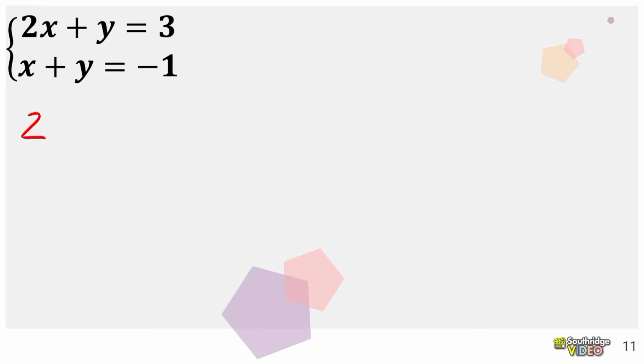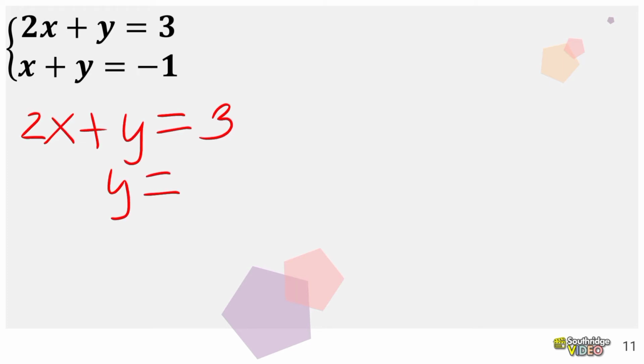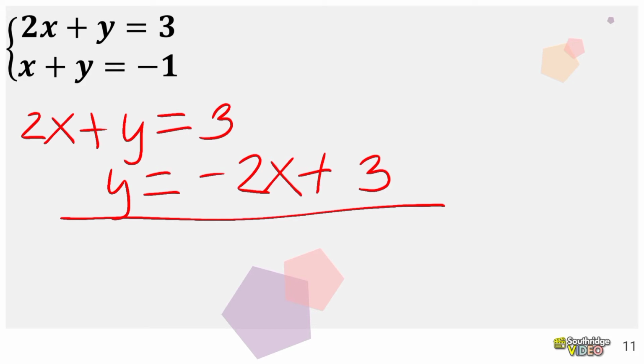So we have 2x plus y equals 3. Add negative 2x to both sides. So we have y equals negative 2x plus 3. So this will be the new equation. Later we are going to use it. So I'll be using this new equation to substitute into the second equation.